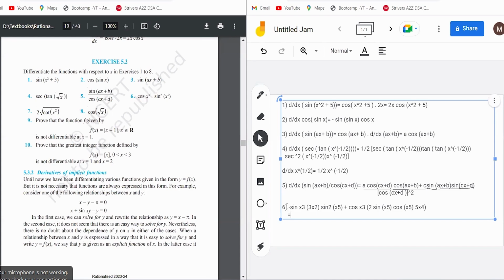2 into 5 would be 10. It would be 10 times cos of x cube times sine of x power 5, multiplied by cos of x power 5, multiplied by x power 4, minus this first part, which is 3 times sine of x cube, and sine square x power 5 multiplied by x square.